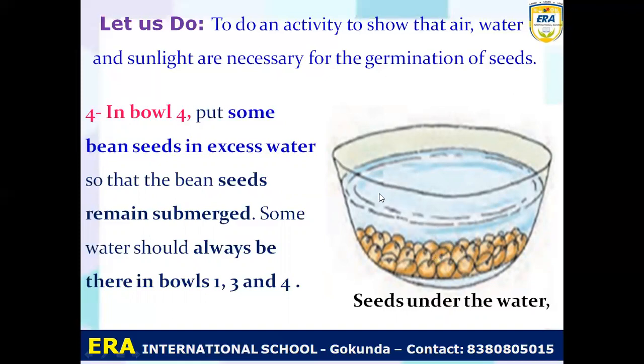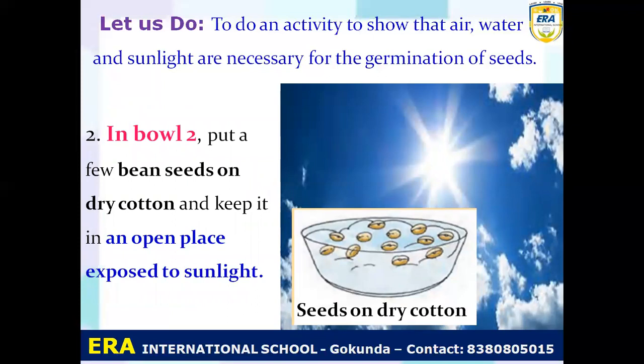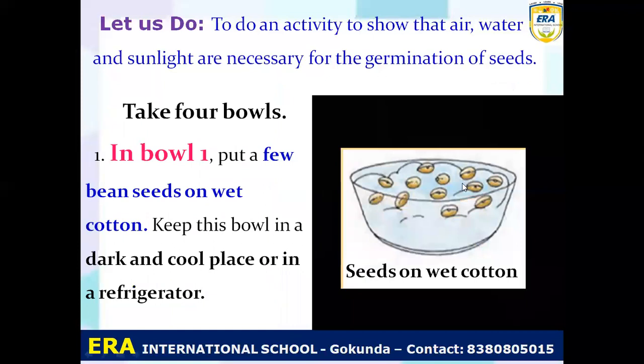Now can you guess which seed can grow? You know that the seed needs air, water and sunlight. In the fourth bowl, no air is coming, so this seed will not germinate. In the third bowl, water is available, sunlight is available, and air is available, because the cotton is wet. Wet means presence of water. So this seed will germinate. The seed which is placed in dry cotton, with no water, also does not germinate. It will not grow into a seedling. And the seeds placed in the dark room also do not germinate or grow into seedlings because of the absence of sunlight.